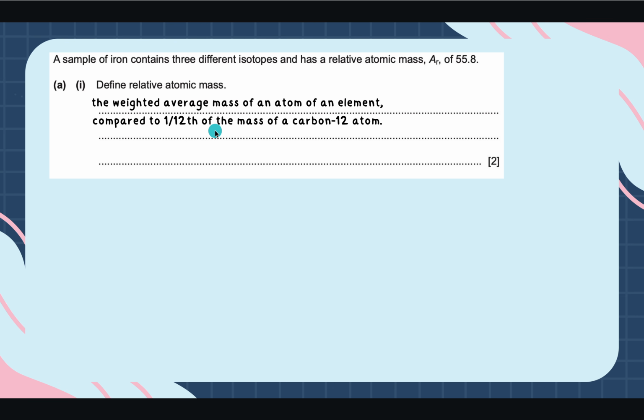Next question. So we're told to define the relative atomic mass. So the relative atomic mass is the weighted average mass of an atom of an element compared to 1/12 of the mass of a carbon-12 atom.